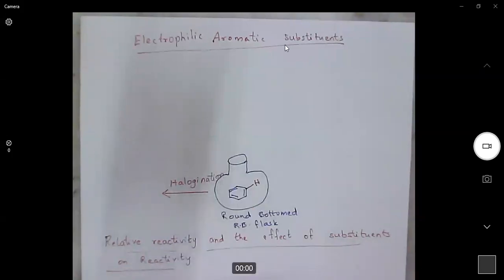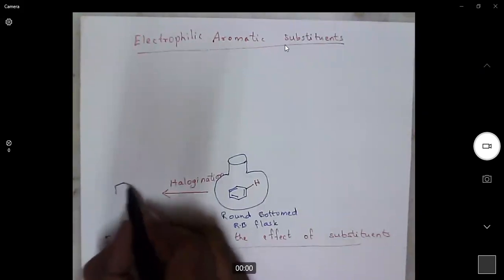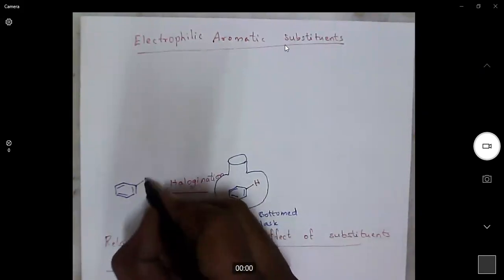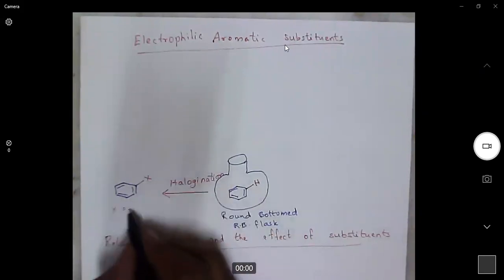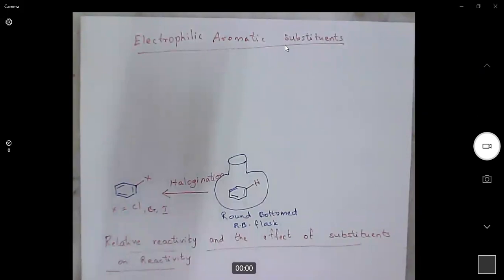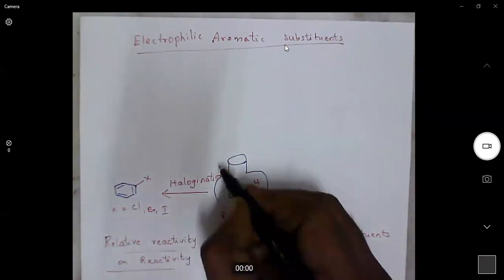What is halogenation? Substitution of one of the hydrogens on benzene ring with any halogen, either chlorine, bromine, or iodine. If we use chlorine, then it is called chlorination. If we use bromine, it is called bromination. If we use iodine, it is called iodination.